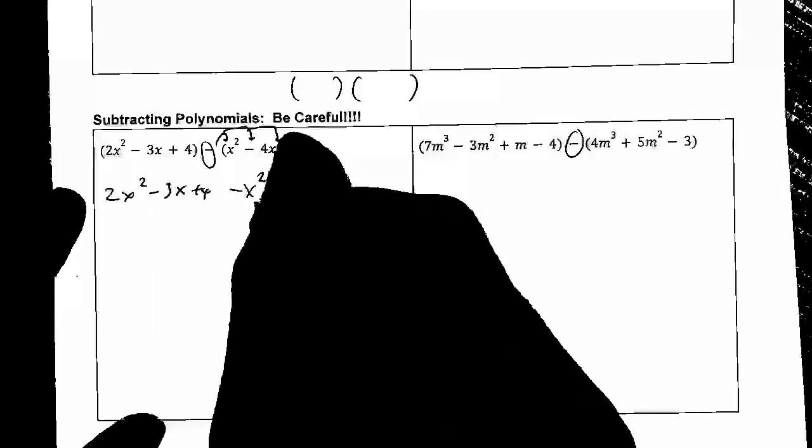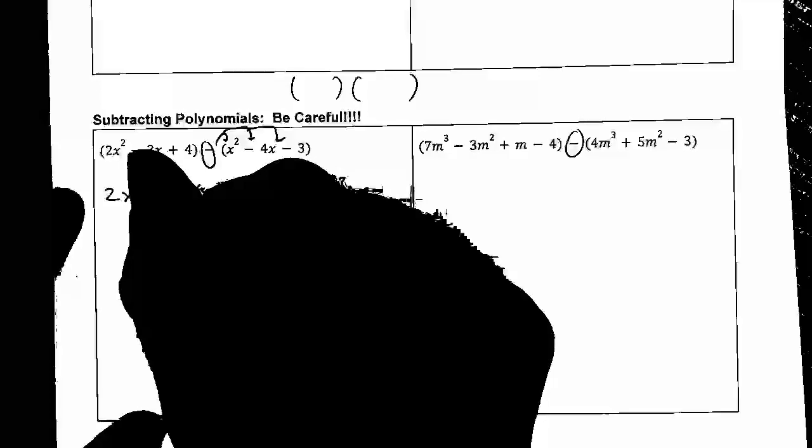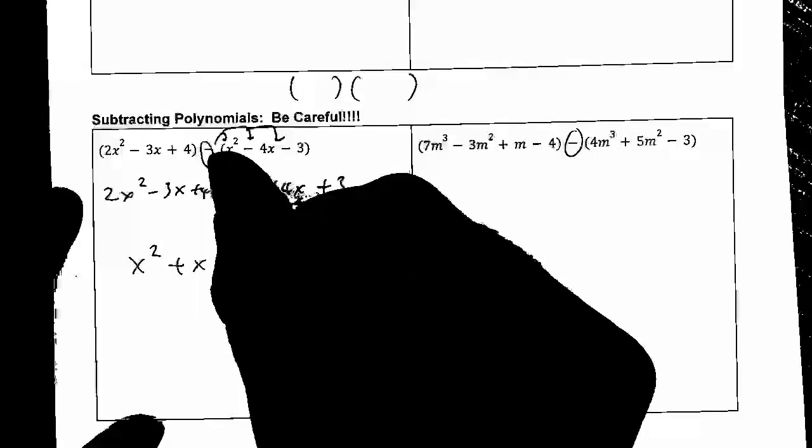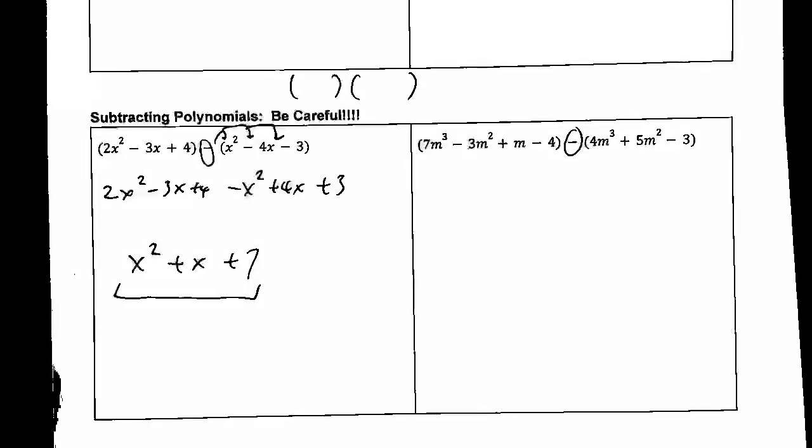Now we combine. 2x squared minus x squared is x squared. Negative 3x and 4x is x. And 4 and 3 is 7. X squared plus x plus 7. Did we get that? Yes.